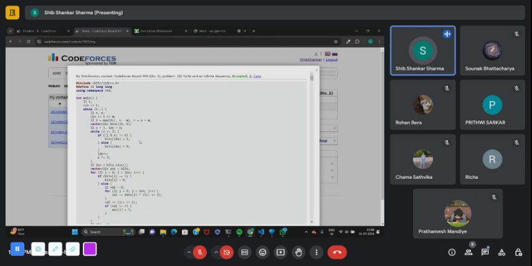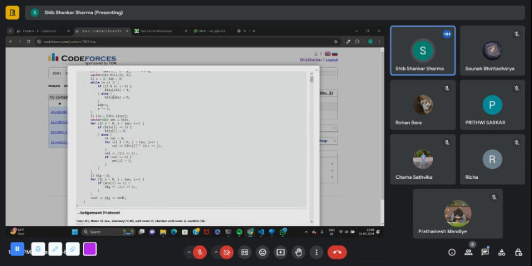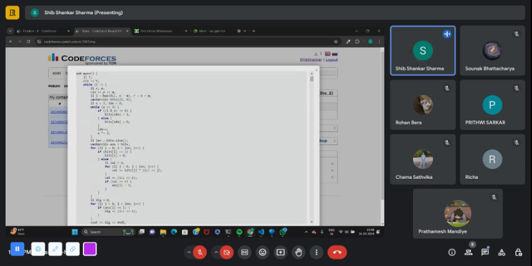So now let's get through the code. What we have here is that I take in the input of the test cases, then I take in the value of n and m. After that, what I do is that I take the maximum of 0. Yeah, this is a point that you have to remember.